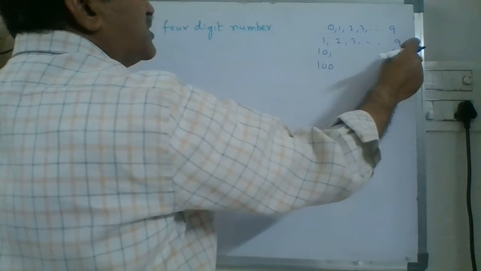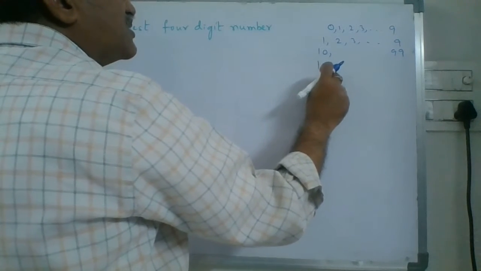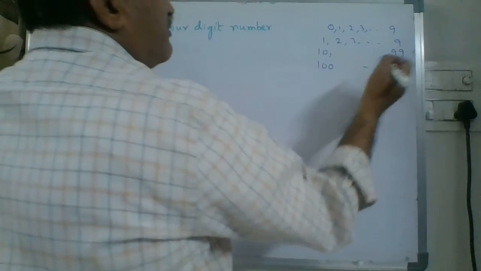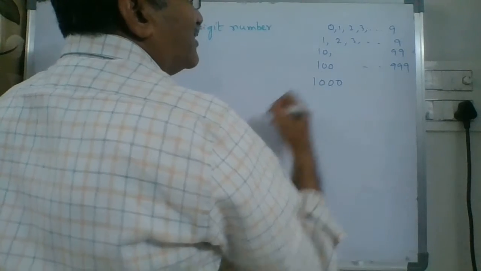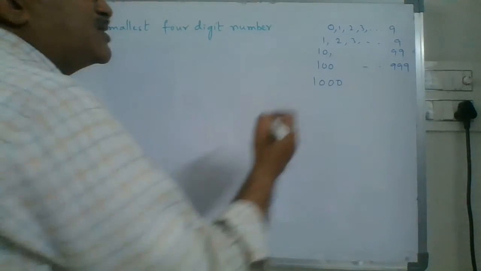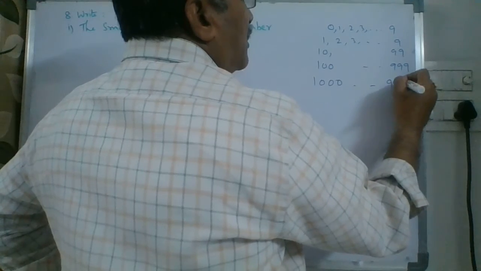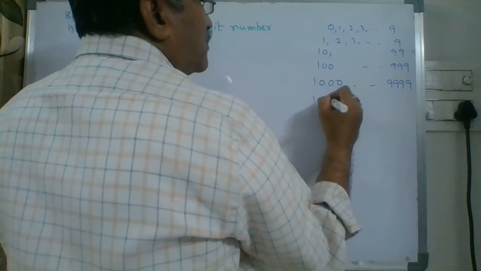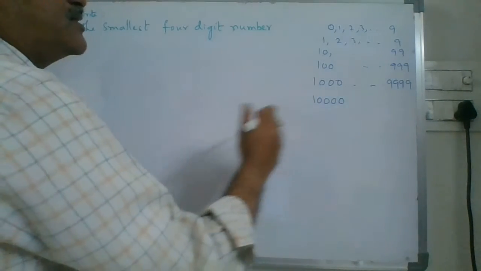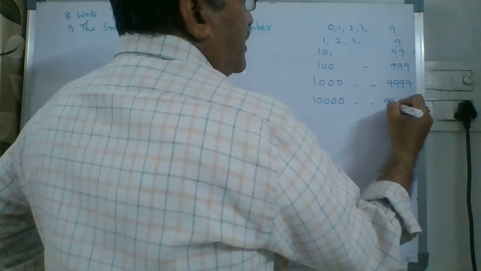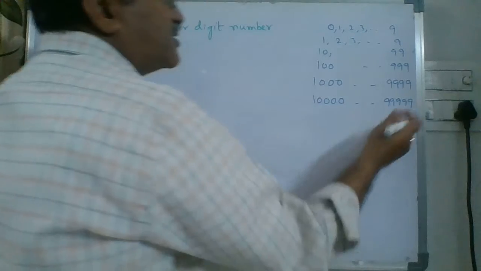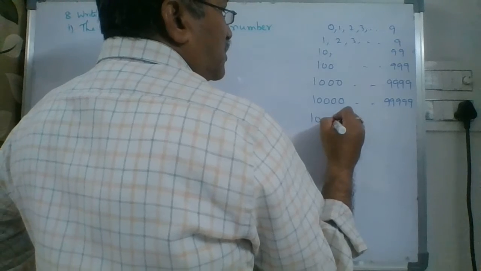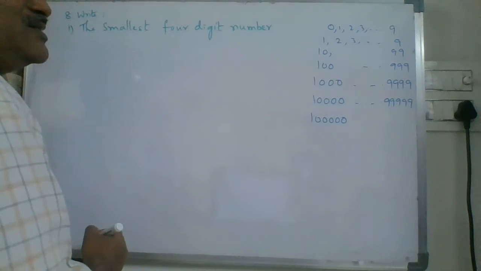When we add 1 to this two-digit number, we'll get 100, and it is the least three-digit number, and the greatest three-digit number is 999. And when we add 1 to that, we'll get 1000, isn't it? So this becomes the least four-digit number, and this is what? 9999. When we add 1 to this, we get 10,000. This is the least five-digit number, and this is what? 99,999. This is the greatest five-digit number. If I add 1 to this, what do I get? 1,00,000. It is what? 1 lakh, isn't it?